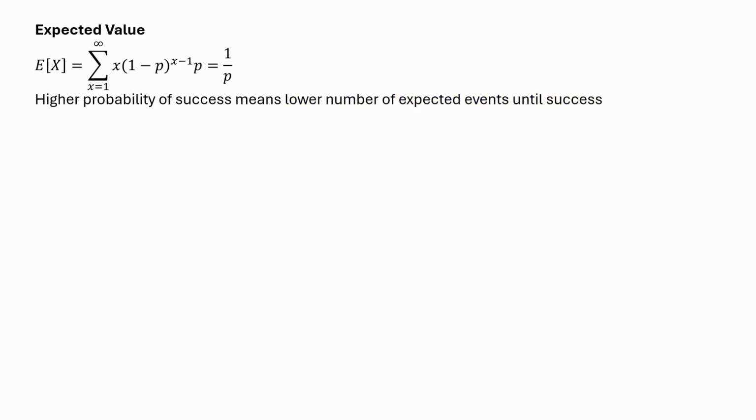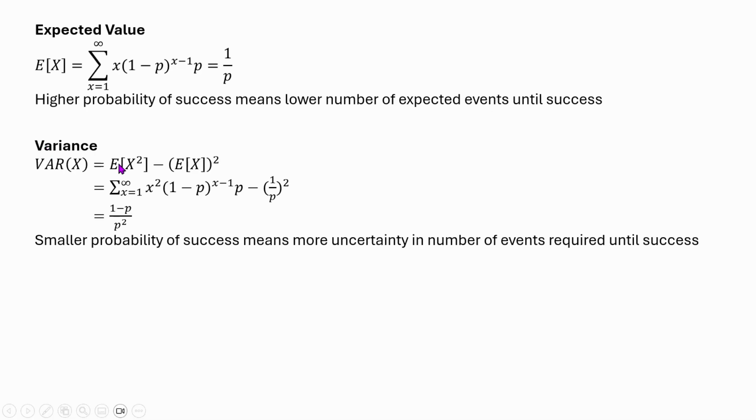For example, if p equal to 0.1, then this expected value will be 10. That means we can expect that after 10 events, we are going to get a success. But if p is a much higher number, say 0.9, then you can see that 1 divided by 0.9 is 1 point something. That means we should get the success within the first two events.